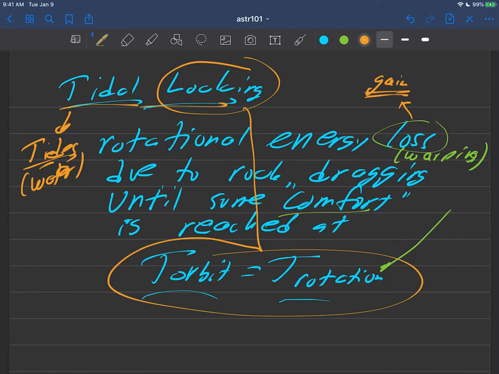But please leave this discussion knowing that it is no coincidence that we always see the same side of the moon. We are seeing the effects of tidal locking that have been going on for billions and billions of years, which have made the orbital time of the moon equal to the rotation time of the moon, and that's why we always see the same face.